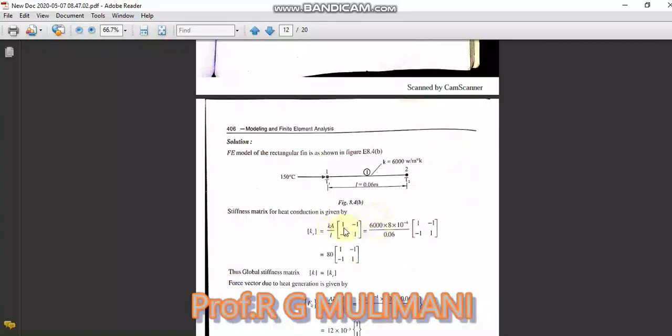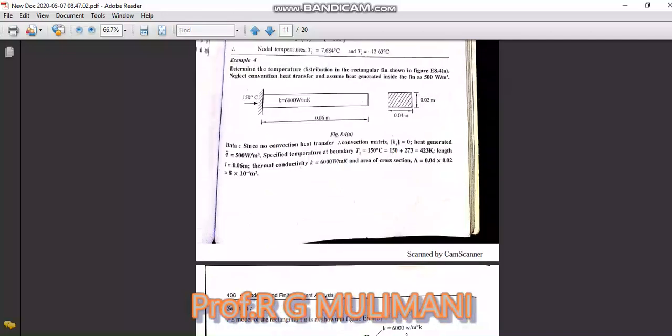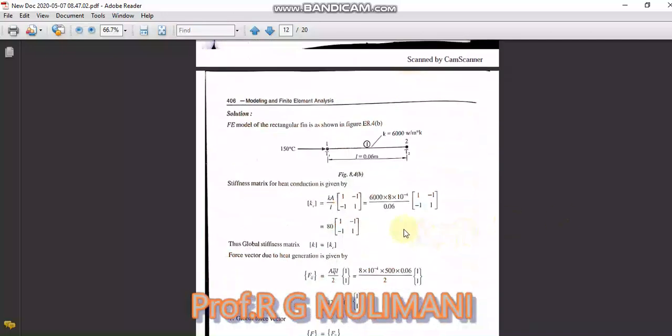K value is given as 6000, and area is 8 into 10 raised to minus 5 minus 4, and the length of the element is 0.06 meters. So this is the conduction matrix.